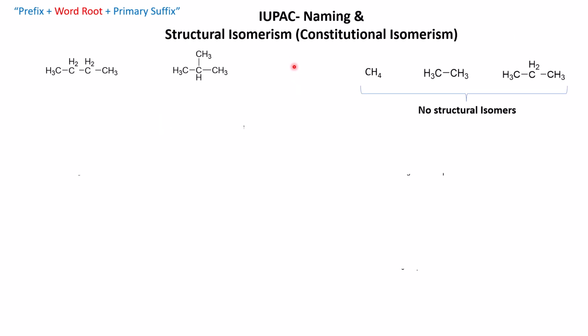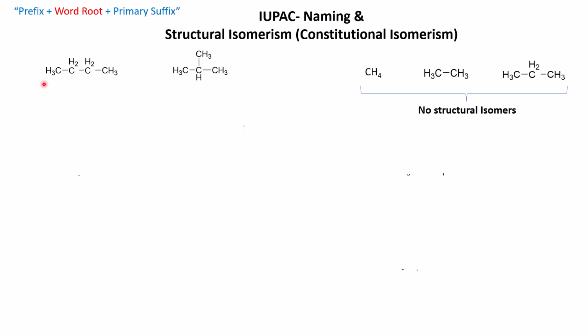All right, let's talk about the prefix now. But before you understand the prefix, you need to understand what structural isomers are. Structural isomers are compounds having the same molecular formula, but the atoms within the molecule are arranged in a different way. Or I can say that they originate from the breaking of a bond and reattaching to a different part.